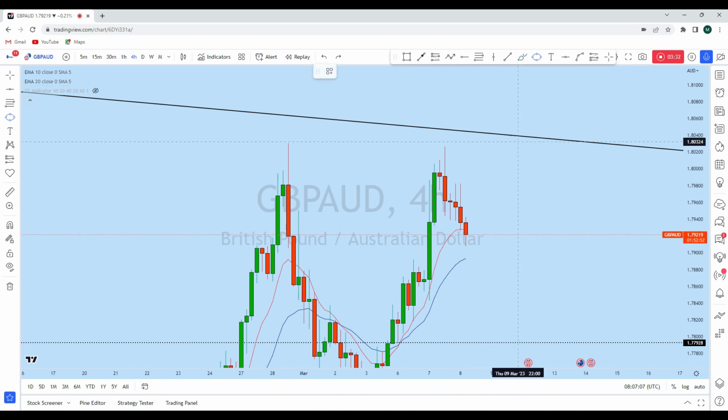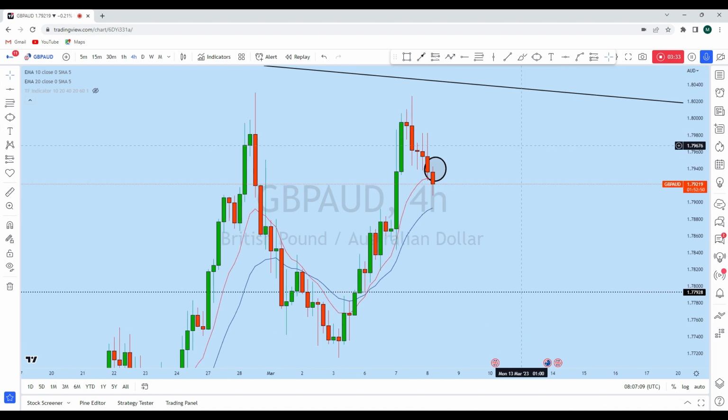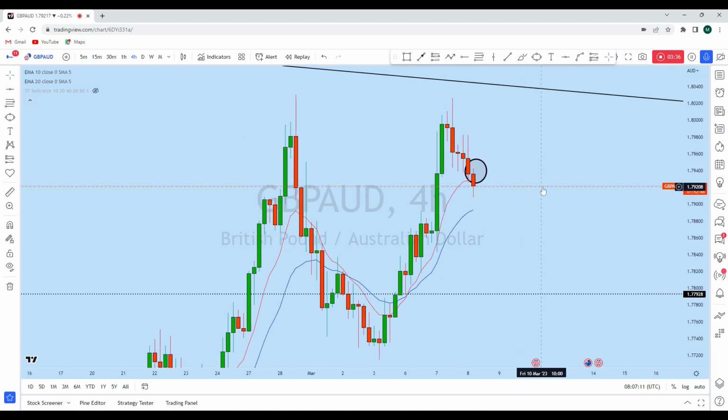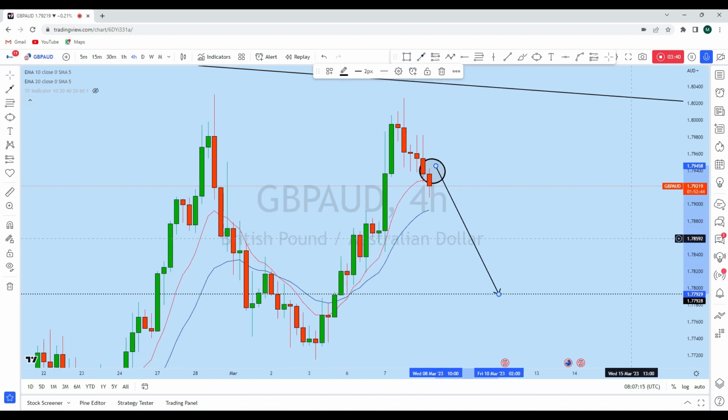We will be waiting for a lower time frame retracement to the upside in this zone. As soon as we find a suitable entry opportunity along this zone according to the rules of our strategies, we will consider going short on GBP AUD with a high probability trade setup.